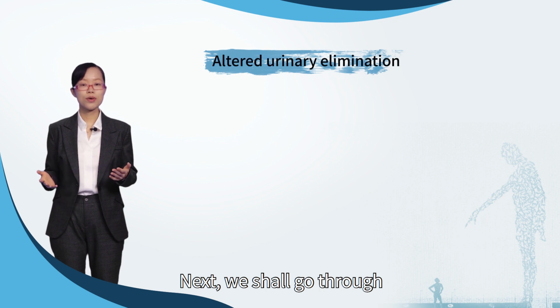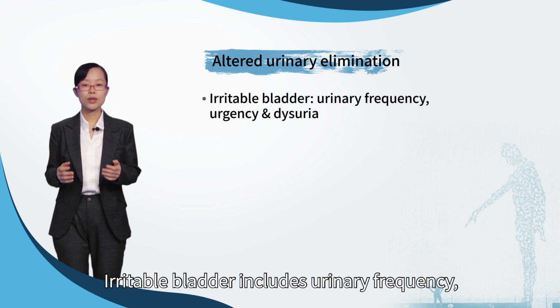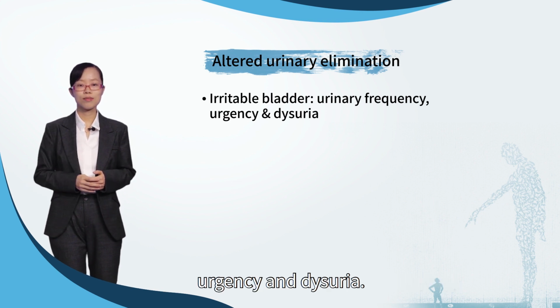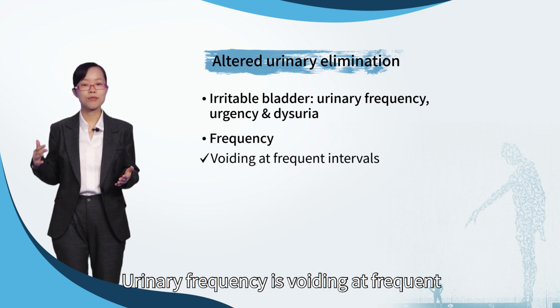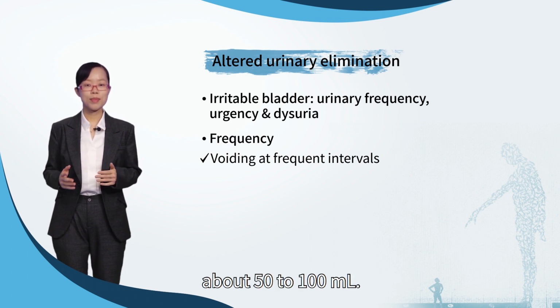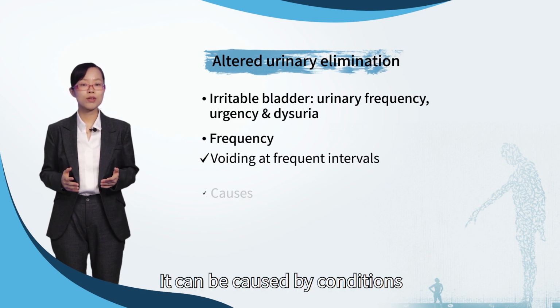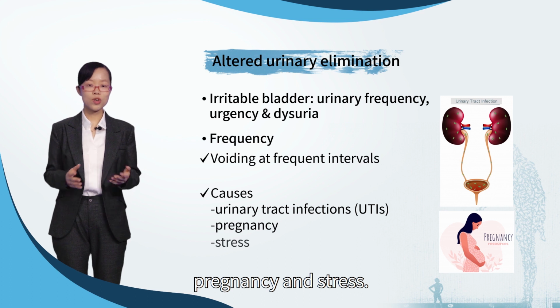Next, we shall go through altered urinary elimination. Irritable bladder includes urinary frequency, urgency, and dysuria. Urinary frequency is voiding at frequent intervals of small urine volume, about 50 to 100 milliliters. It can be caused by conditions such as urinary tract infections, UTIs, pregnancy, and stress.